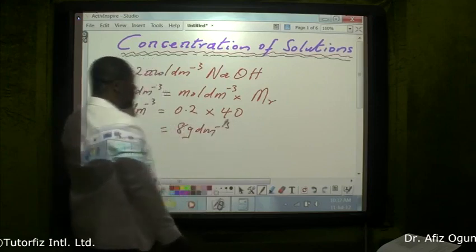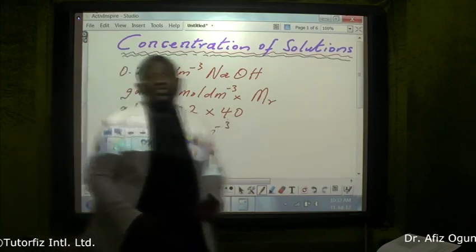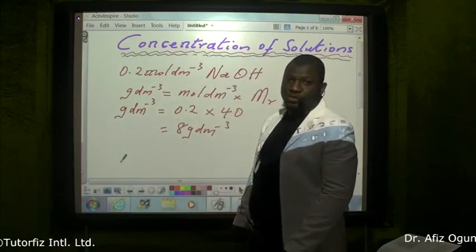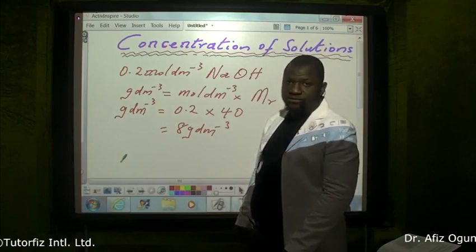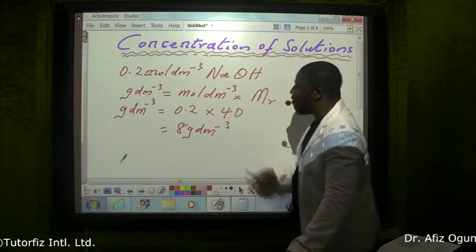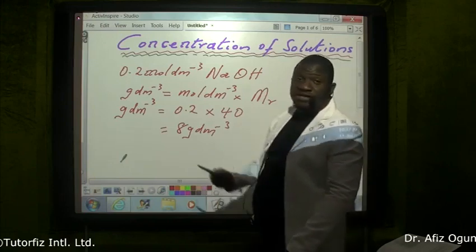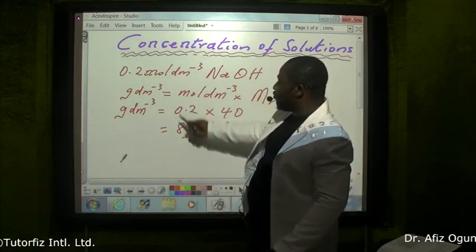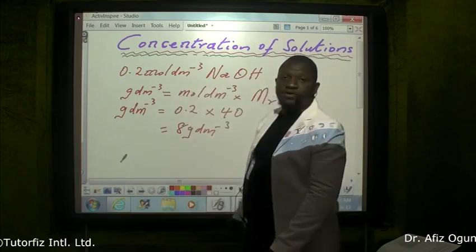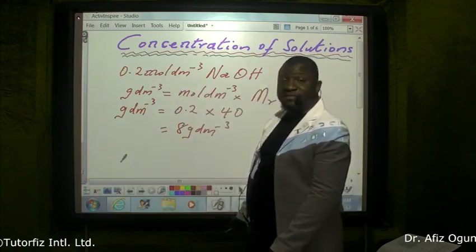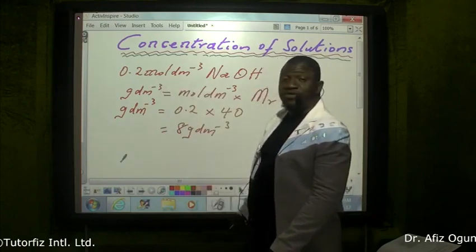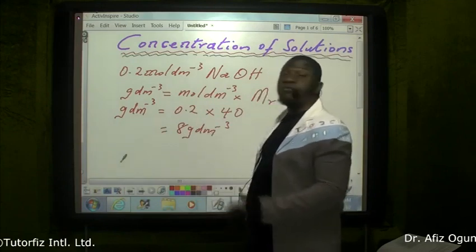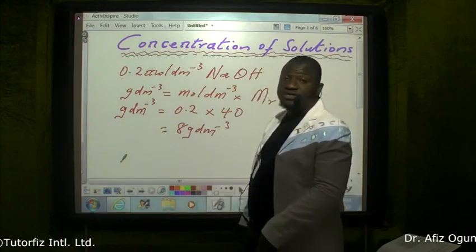Easy or not easy? That means if I take 8 grams of solid sodium hydroxide and I have 1 liter, or what you call 1 dm cube, of distilled water, and I pour the solid sodium hydroxide inside, of course it will dissolve. Mix it together, I will get this concentration, 0.2 mole per dm cube. That is the meaning. I only need to weigh 8 grams of it and put it in 1 dm cube of water. You can see how easy it is.